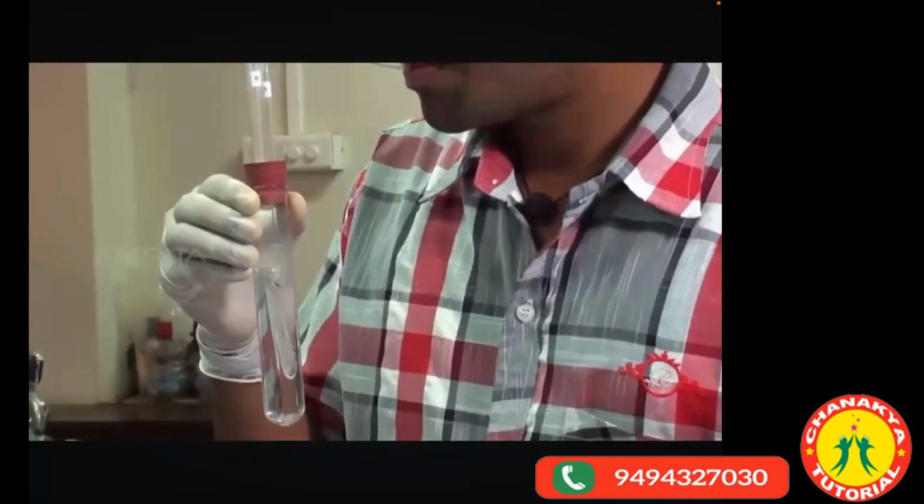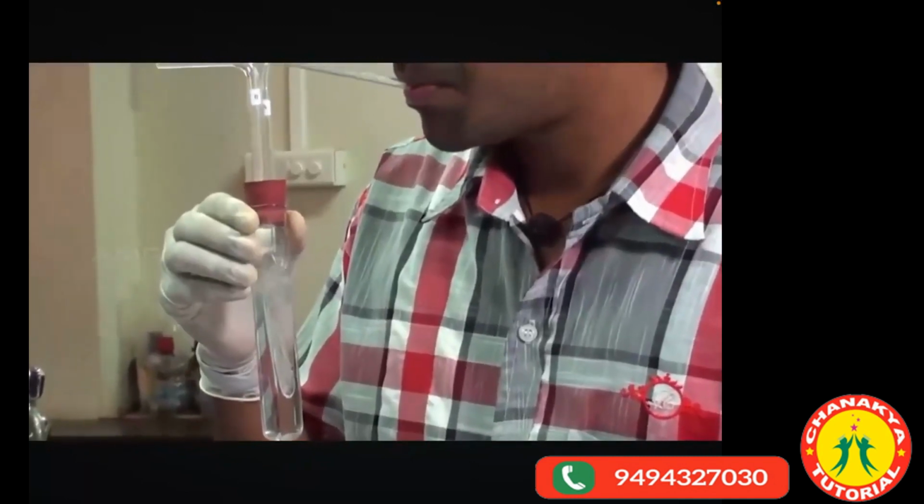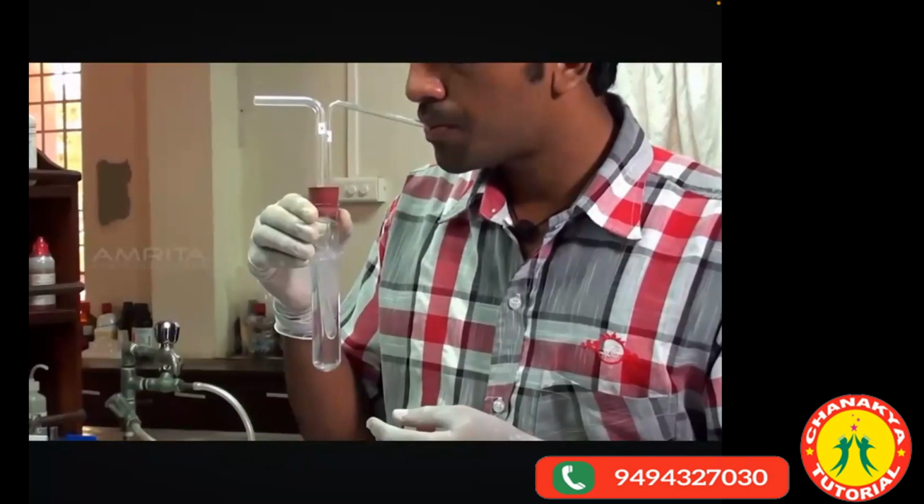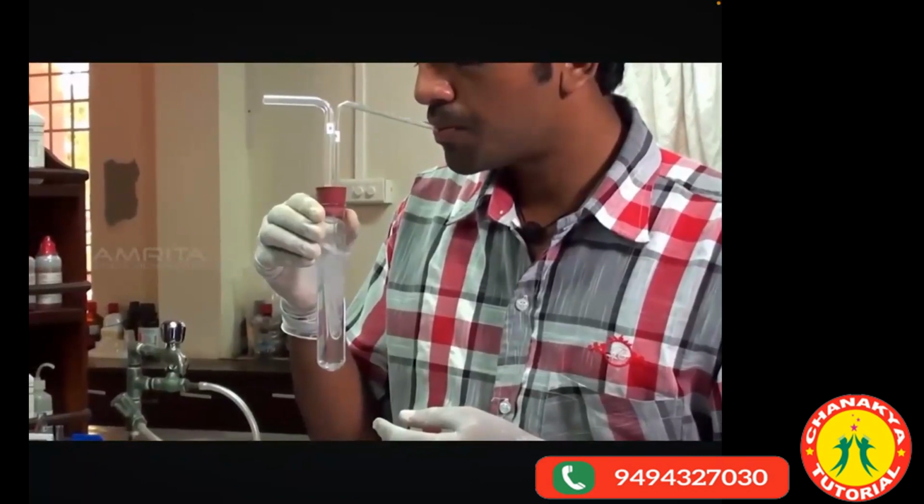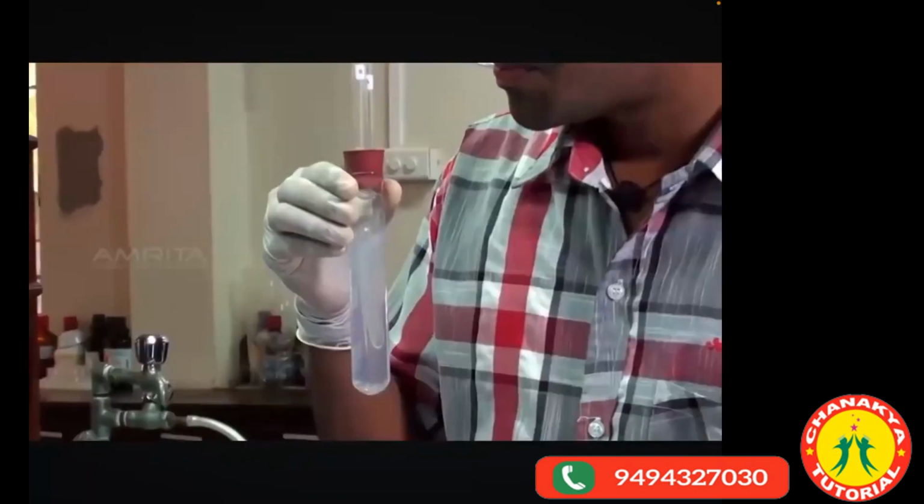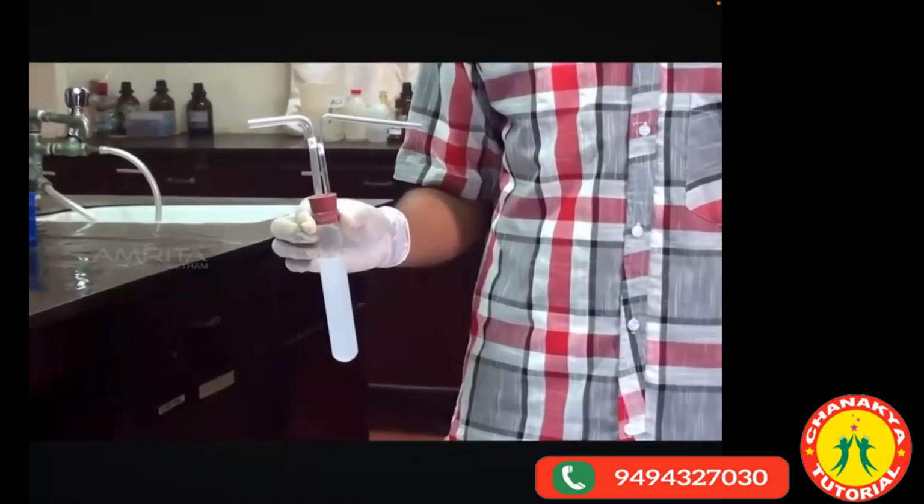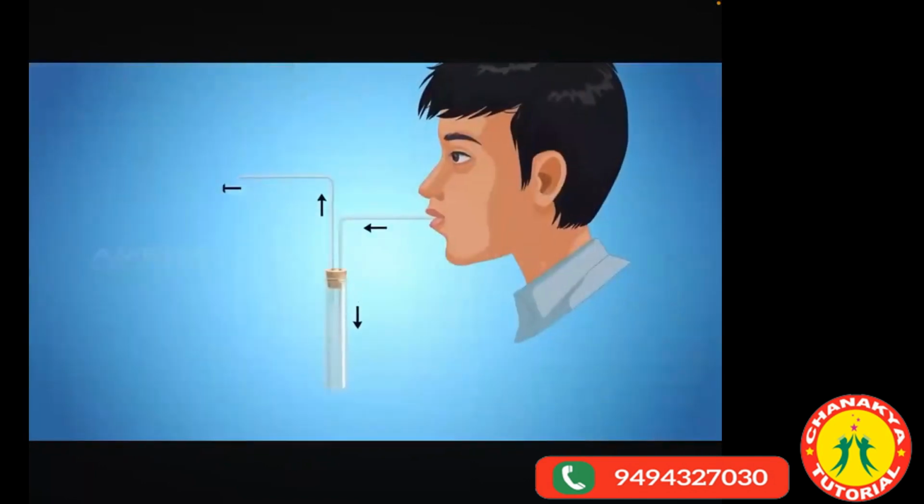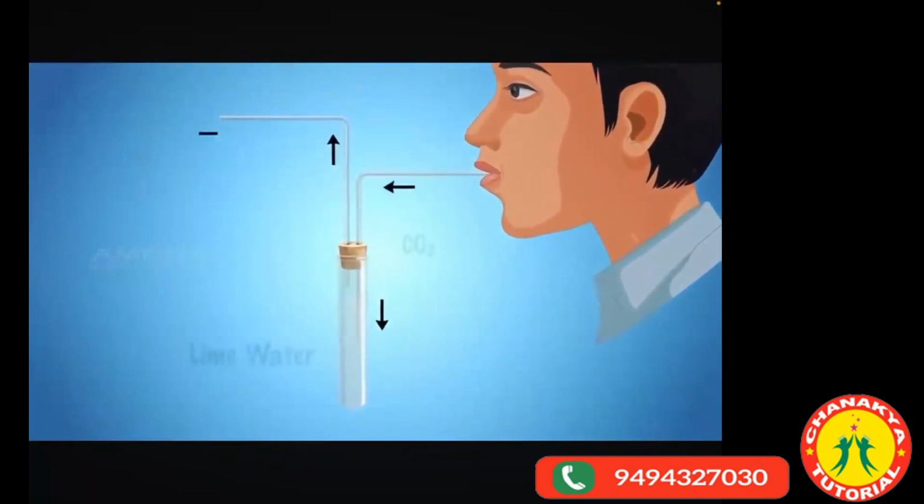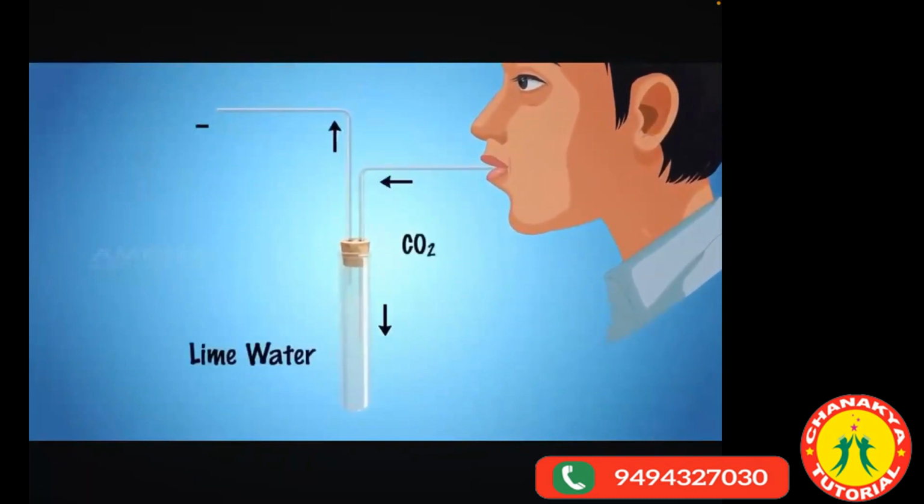Breathe out air with full force by putting your mouth at the end of tube A. Continue doing this vigorously for at least 1 minute. The bubbles of the air breathed out gradually turn the lime water milky. The only gas that can turn lime water milky is carbon dioxide. When carbon dioxide reacts with lime water, it forms calcium carbonate.